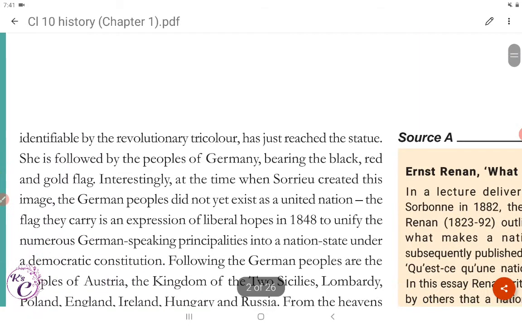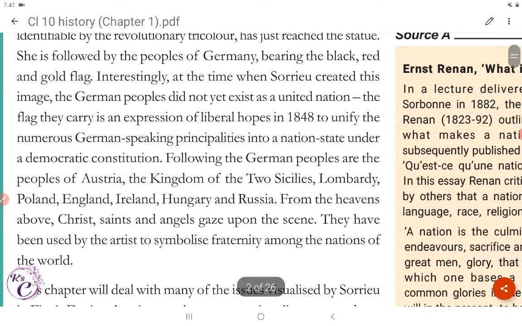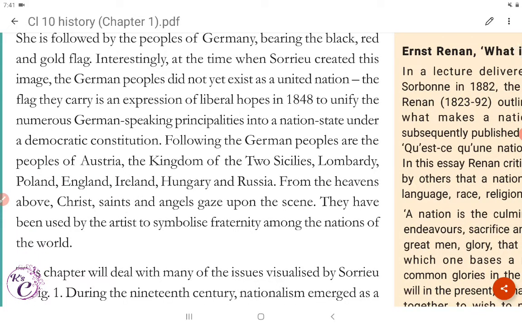France, identifiable by the revolutionary tricolor, has just reached the statue. She is followed by the peoples of Germany, bearing the black, red, and gold flag. Interestingly, at the time when Sorrieu created this image, the German peoples did not yet exist as a united nation. The flag they carry is an expression of liberal hopes in 1848 to unify the numerous German-speaking principalities into a nation-state under a democratic constitution.